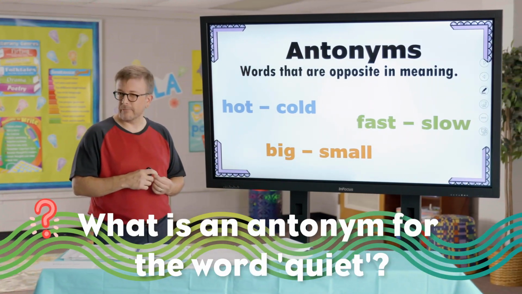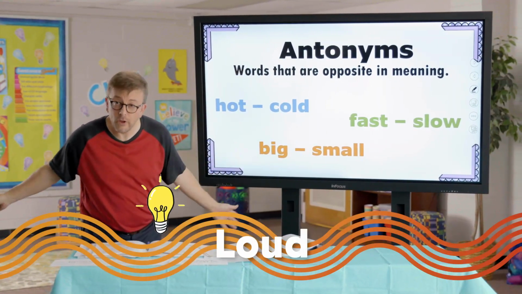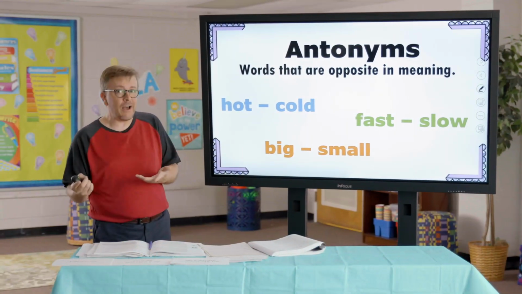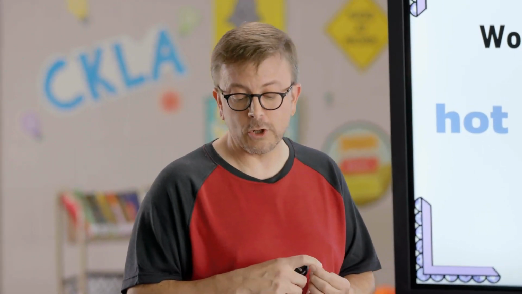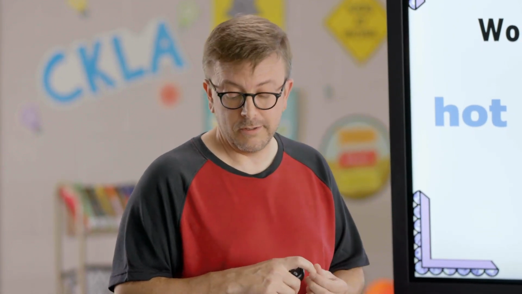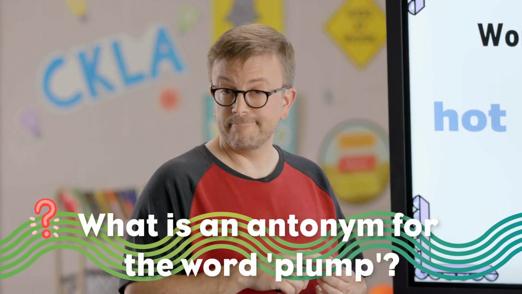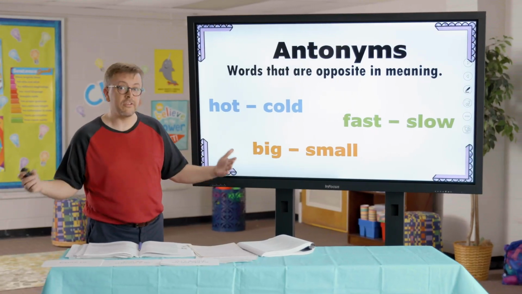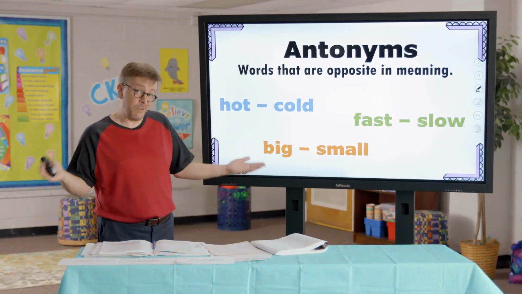What is an antonym for quiet? I bet you said loud, right? Because you're probably thinking the opposite of quiet is loud. Okay, good. Let's try another one. Jane, from the milk, remember that story? Jane wants her pig to get plump. All right, what is the antonym for plump? Plump versus thin. So think about that, right? If something is not thin, it's plump.